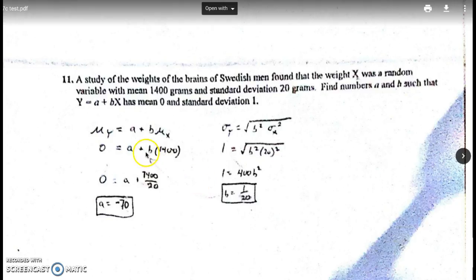Then you take that number, plug it into the mean equation. 1400 over 20 is 70. So a has to be negative 70. So my two values are a is negative 70 and b is 1 over 20.